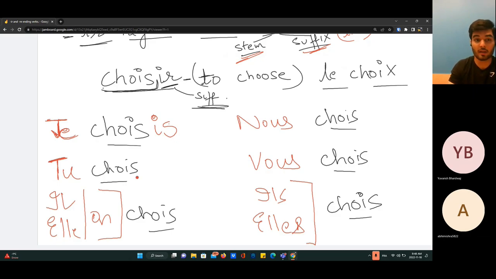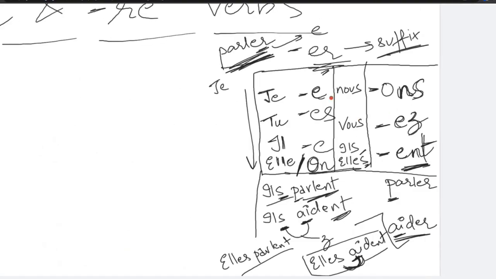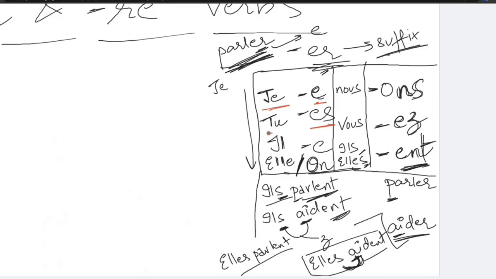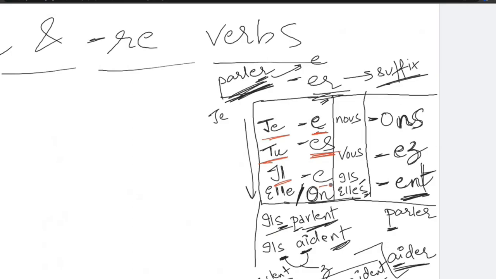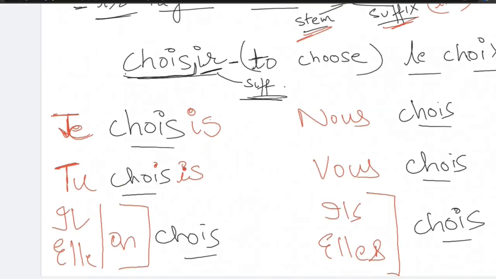For tu, for that also, we put IS at the end. Now, you see a little bit of difference over here. For ER ending verbs, je and tu were different, and il and je were the same. Now, over here, for je and tu, the stems are obviously the same, but the suffix for those two is the same as well. For il, elle, on, we have IT.